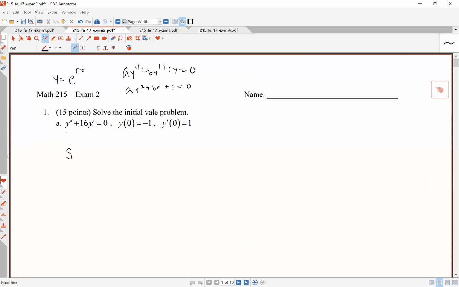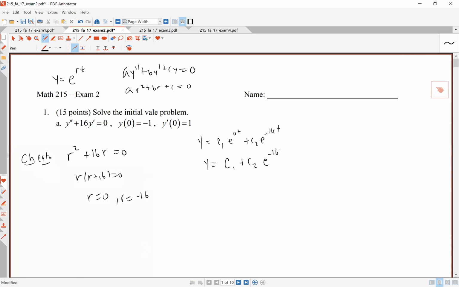So letter A, I want to go back to s's now because we just did Laplace transforms. We have r squared plus 16 r, where y prime is r, equals 0. So there's our characteristic equation. That's r times r plus 16 equals 0, or r equals 0 and r equals negative 16. So our general solution is c1 e to the 0t plus c2 e to the negative 16t, which is c1 plus c2 e to the negative 16t.